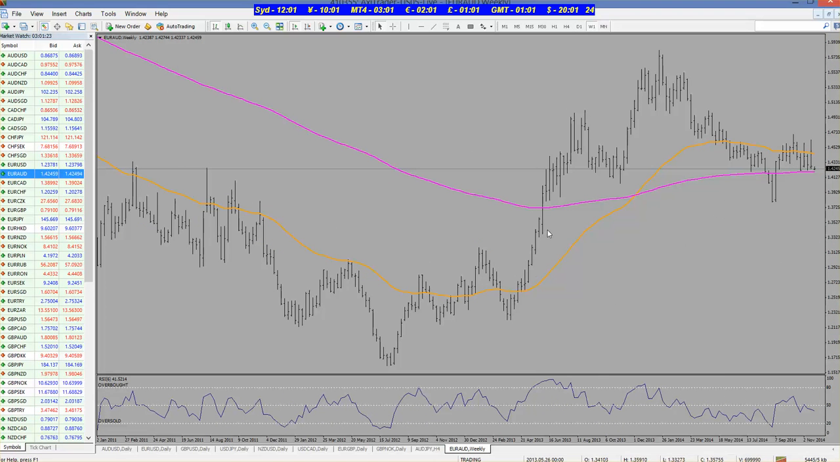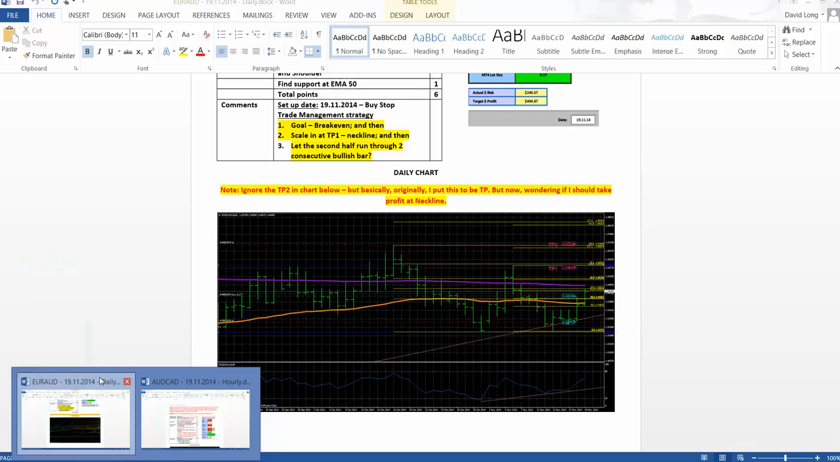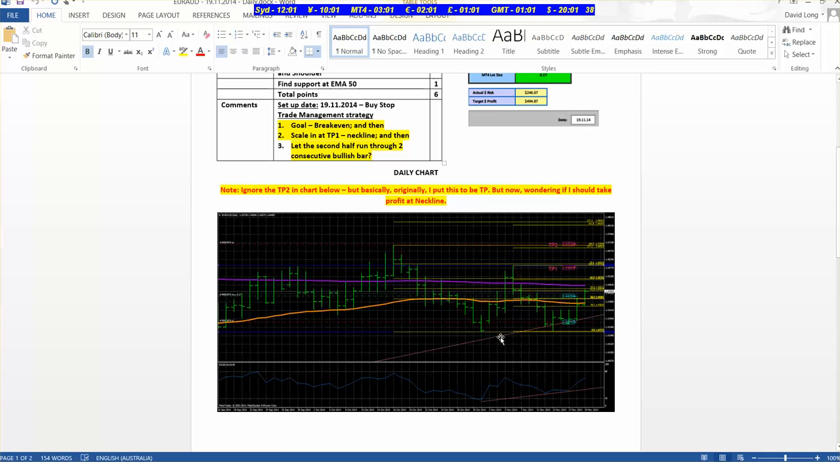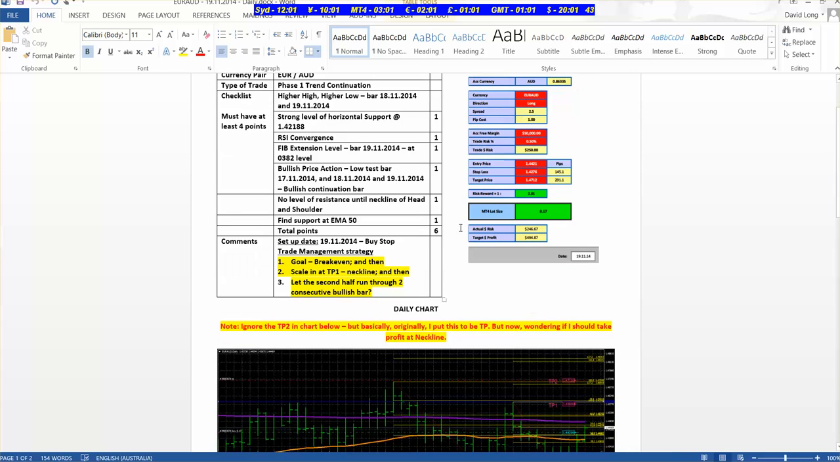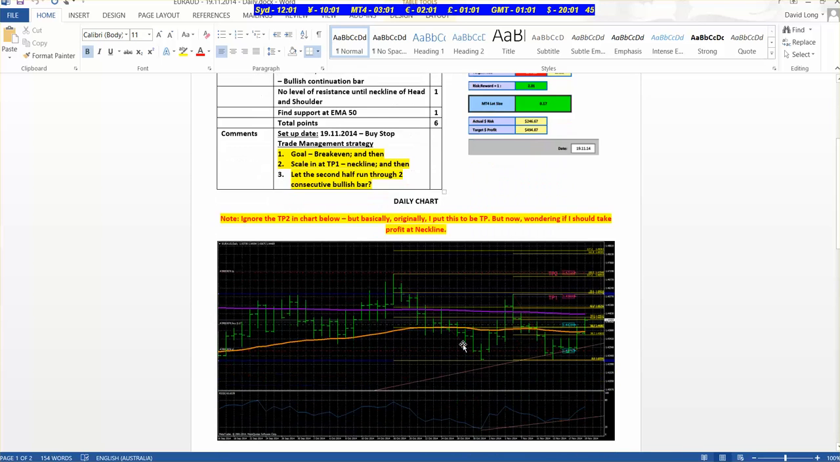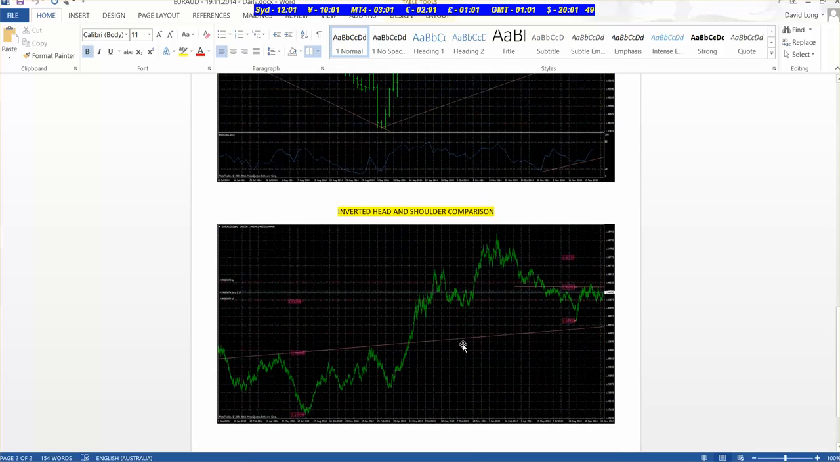So here we have a strong trend leading into what became a head and shoulder pattern across here. I don't see this as a head and shoulder, I just see this as crap, just cycling either side of the 50. So I don't see this as a phase one trend continuation. I see it more as a range trade. As I said, it's paid off for you. That's great. Inverted head and shoulder comparison.